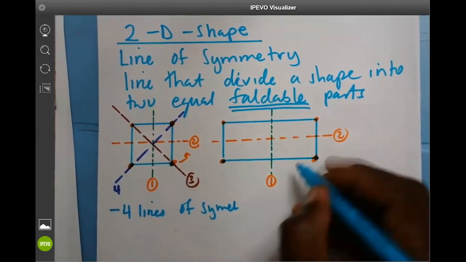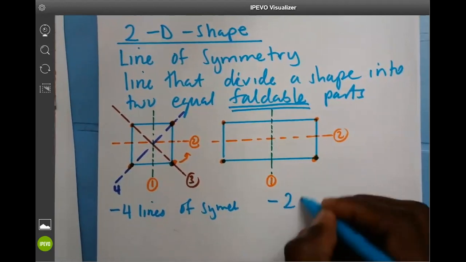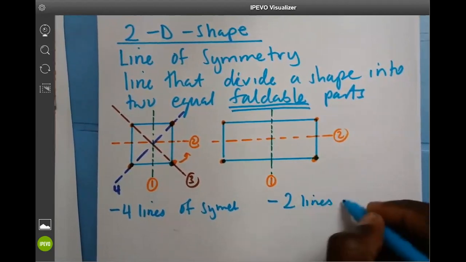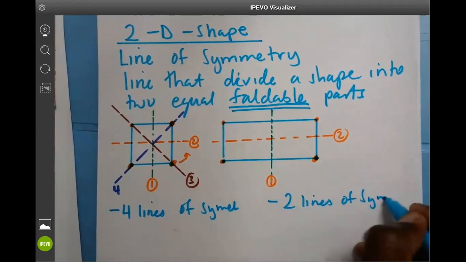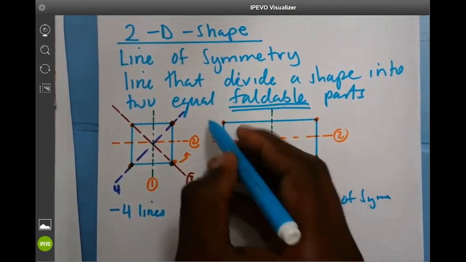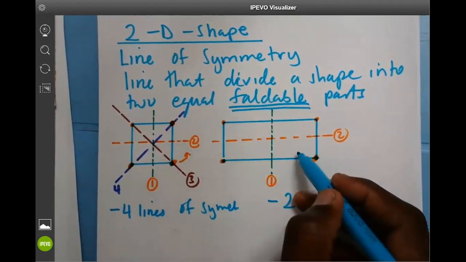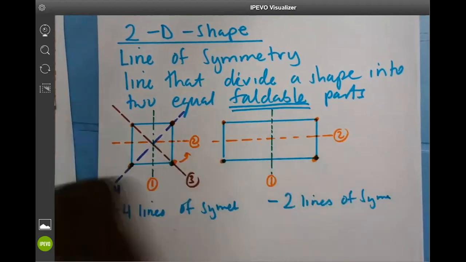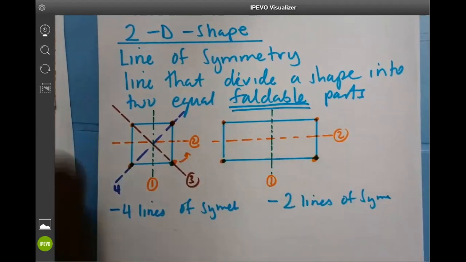Now, a rectangle has only two lines of symmetry, because when you try to fold through the corners like this, it is not foldable. Now let's see a little bit of the practical about it.